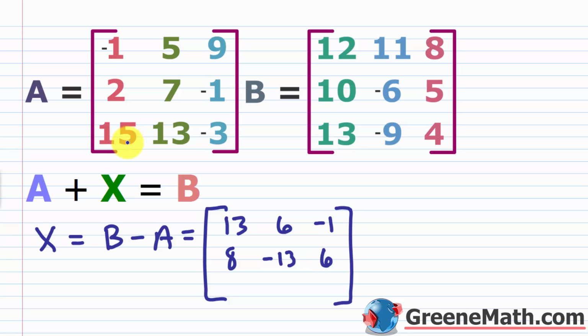We have 13 minus 15, which is negative 2. We have negative 9 minus 13, which is negative 22. And lastly, we have 4 minus the negative 3, which is 4 plus 3, which is 7. So X, our matrix that was unknown, again, is equal to the matrix B minus the matrix A, which gives us this matrix. In the top row, you have 13, 6, and negative 1. In the middle row, you have 8, negative 13, and 6. And in the bottom row, you have negative 2, negative 22, and 7.